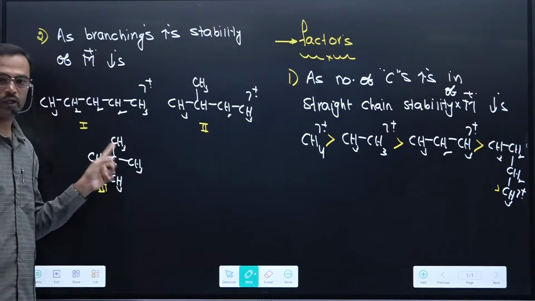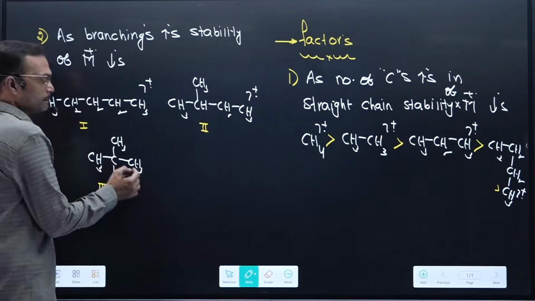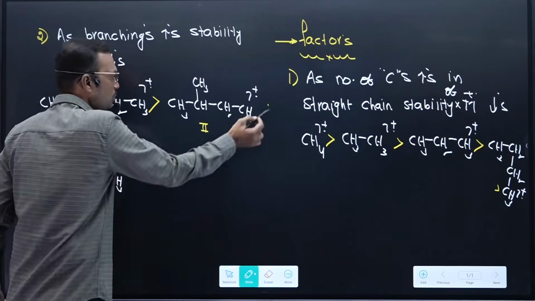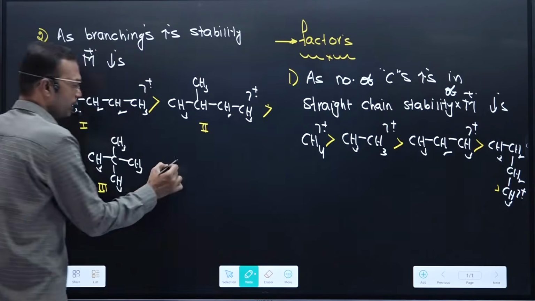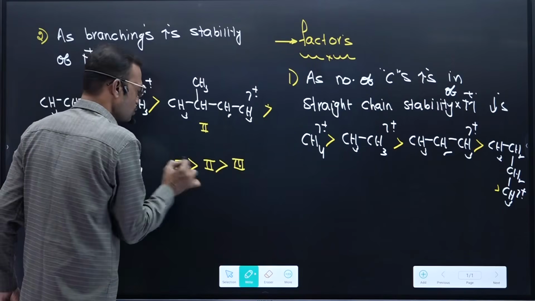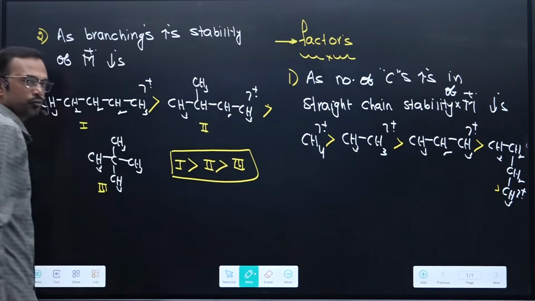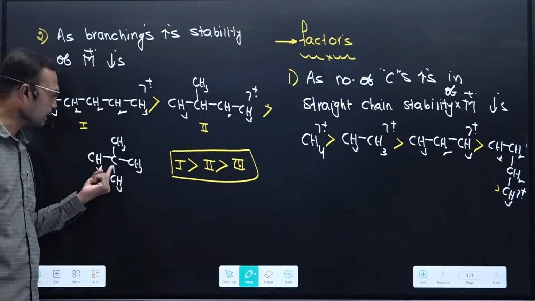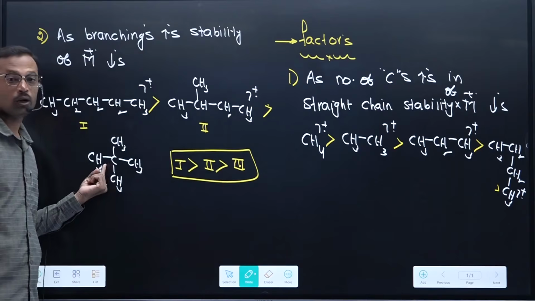This is decreasing. So, which is more stable? The first one is more stable than the second one. The second one is more stable than which one? The third one. So finally, considering the stability factor, 1 is greater than 2, and 2 is greater than 3. So which will give more information about fragmentation? The third one will give more information about fragmentation, so this is a highly unstable molecular ion.